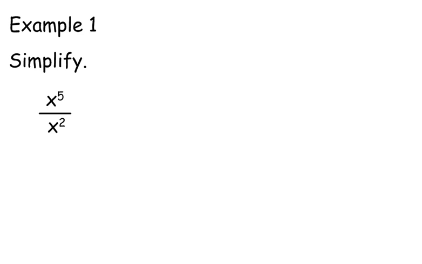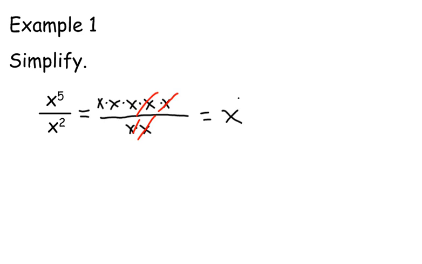Here it says to simplify x to the fifth divided by x to the second. So let's think this through. X to the fifth is x times x times x times x times x, and x to the second is x times x. So after factoring that out like that, you should know that one of these x's will cancel out with one of these x's, and one of these will cancel out with one of these, and then there's nothing else left to cancel out, so we're left with x to the third power, and that's our answer.